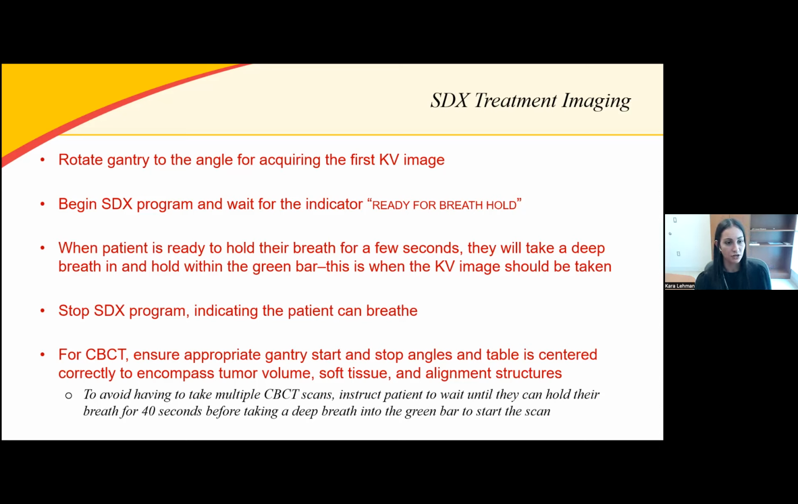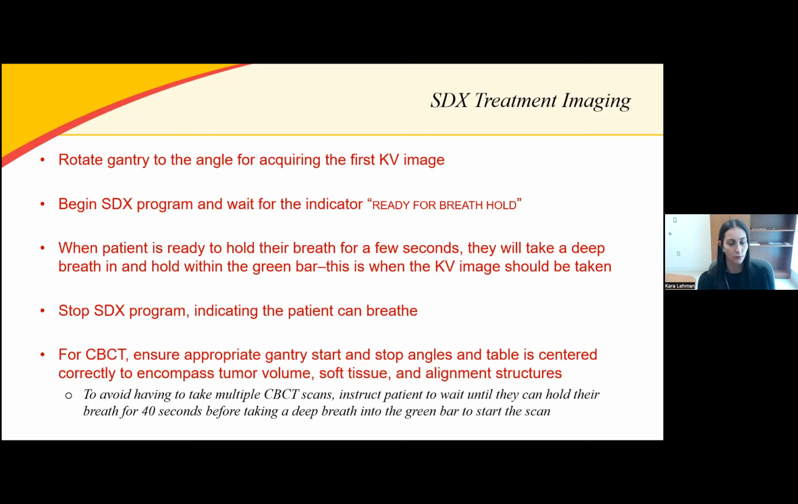But after you've taken your KV images, if you are going to take a cone beam CT, I would recommend that you check your gantry clearance. So you make sure that your gantry start and stop angles are going to be feasible, that with the gantry rotating around the patient, it's not going to collide with the patient's elbows, immobilization device, or the SDX equipment. For us, our quickest cone beam is our half arc scan, which is again about 40 seconds.